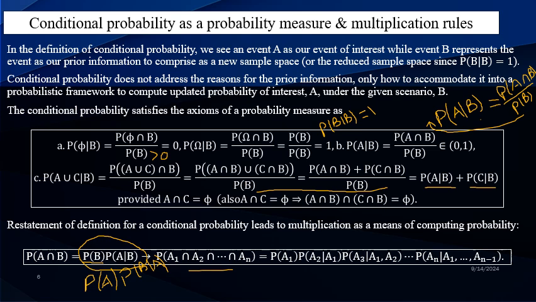Okay. So this is the way to compute joint occurrence of N number of events.